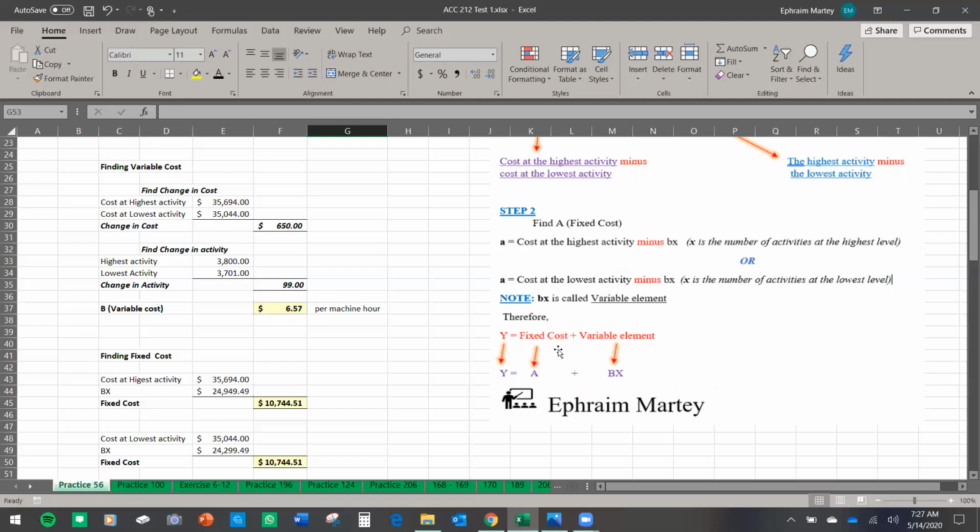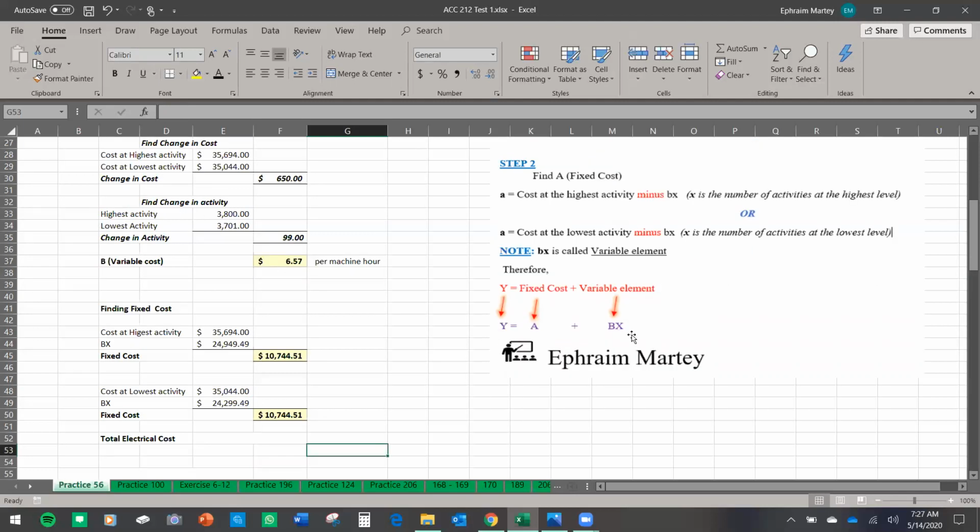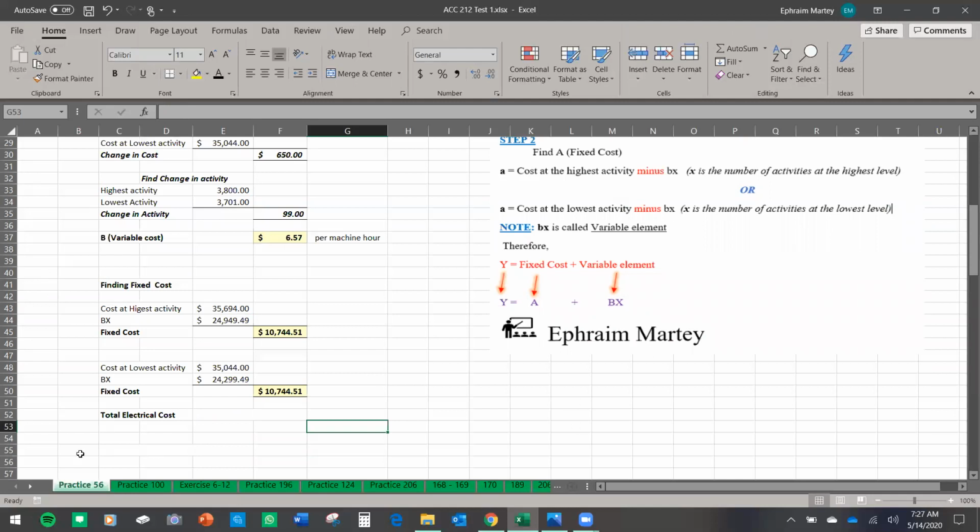And now you find your Y, fixed cost plus variable element. So BX is the variable element. When they ask, what is the total electrical cost? It's Y equal to fixed cost plus variable element, which is A plus BX. And what is our A? We know our A to be 10,744.51. That is our A. Plus, what is our B? 6.57.